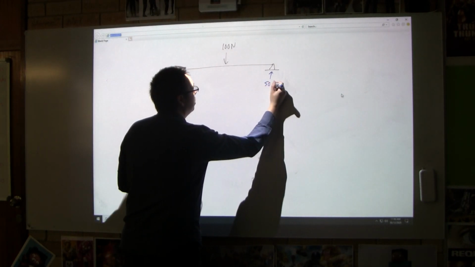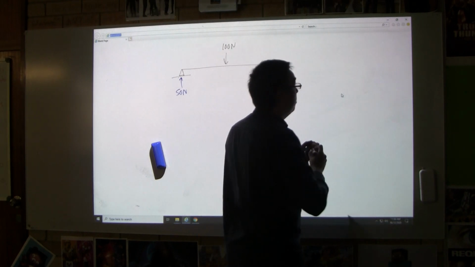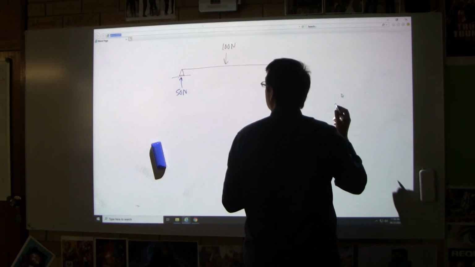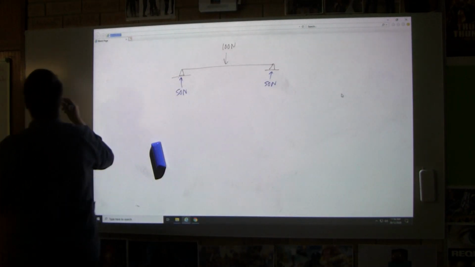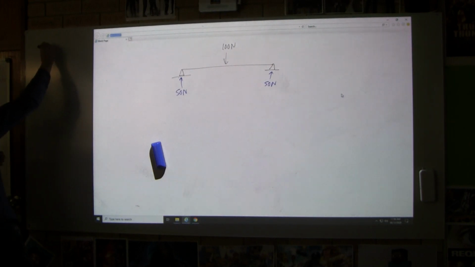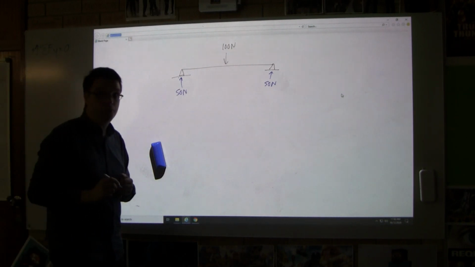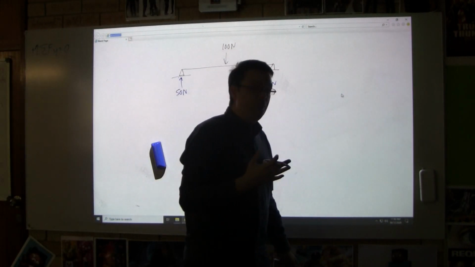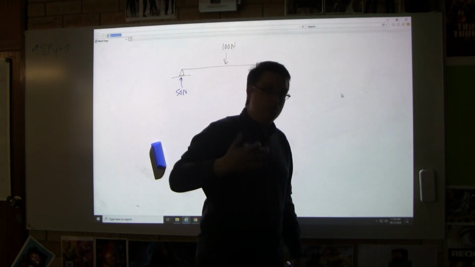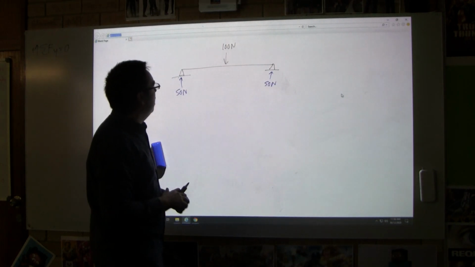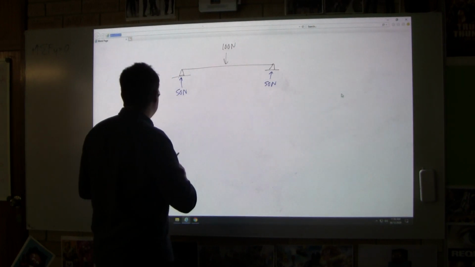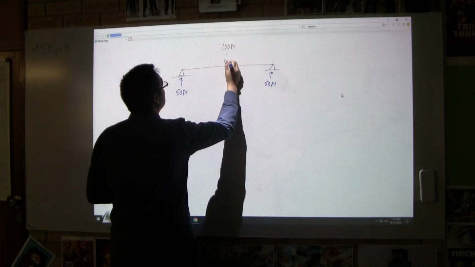And how that works is we have this rule. I'm going to write the rules over here. Our first rule is the sum of the forces in the y direction has to equal 0. In this case, I'm setting my y direction as vertically up. So that means if I have 100 up, I have to have 100 down. That makes sense.